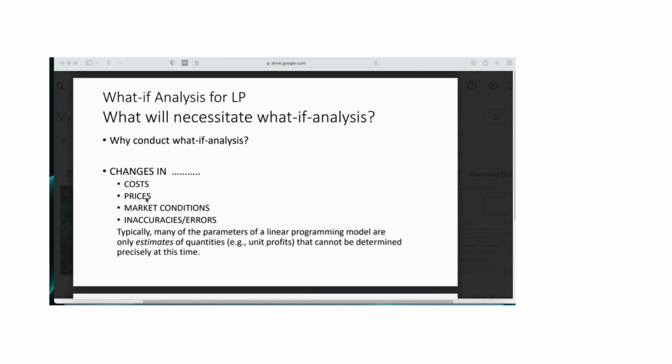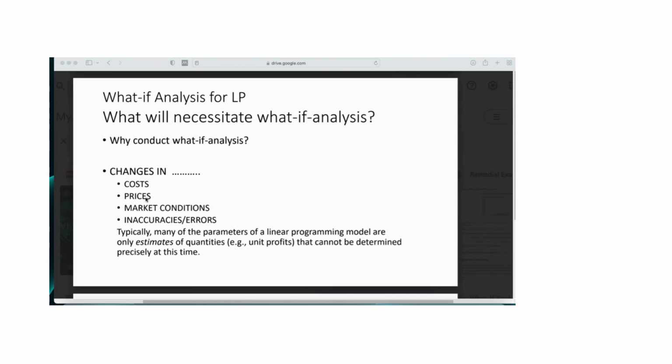Well, the first three in the list, costs, prices, and market conditions, are more likely to occur in the environment external to the firm, like the cost of raw materials, labor costs, logistical costs, advertising costs. So these are some of the costs that really change from time to time. And the prices are affected by these costs. Now, the profit as well, which is part of the price, will also change, so that every given change in cost is bound to affect the profit.